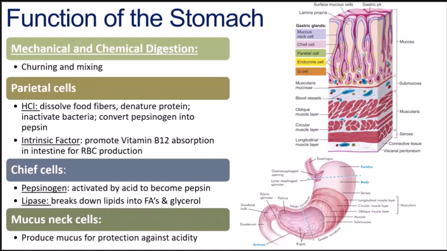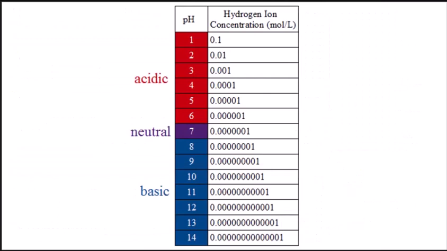Mucous neck cells, as the name suggests, produce mucus in order to protect the lining of your stomach against the corrosive nature of gastric acid. They're called mucous neck cells because they're found in the neck part of the gastric pits. So we require these cells in our stomach to be present and functioning properly, and there are disorders that can impact their function, as we'll learn.